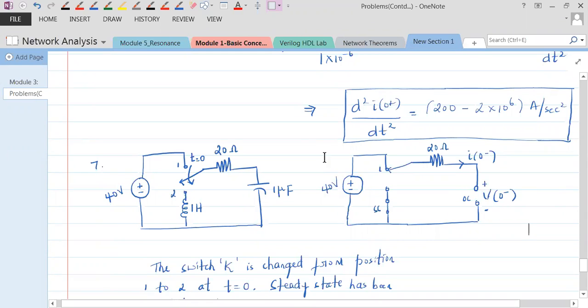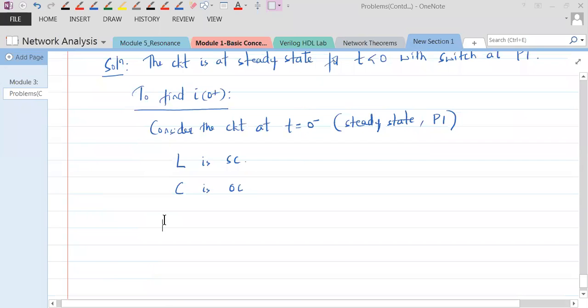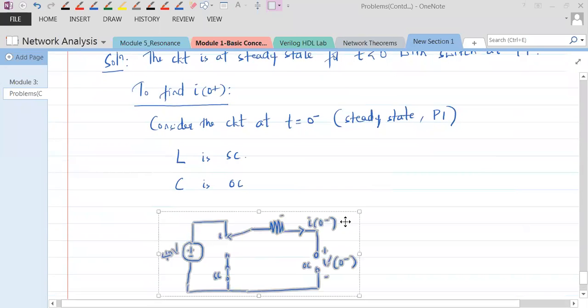Okay. So let's see what happens with these two. Let's copy this. So this is the circuit we have considered at t equal to 0 minus, mind you, when the switch was at position 1.